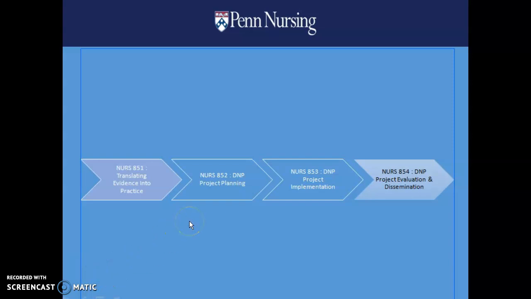After you've determined what literature is available on your problem of interest, you will begin to explore project planning in 852. So in this class, you will develop a project proposal and you will follow the evidence-based practice model to progress your project. Then you will move on to 853, which is the project implementation phase, and lastly, 854, the DNP Project Evaluation and Dissemination course.